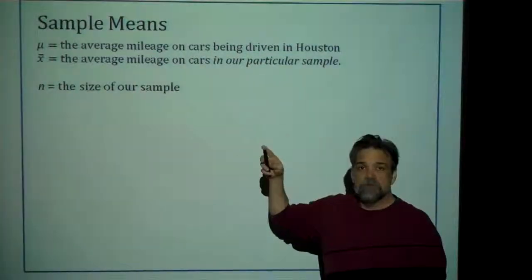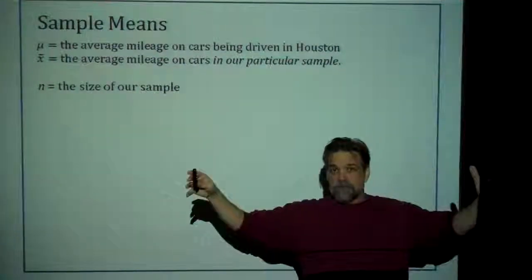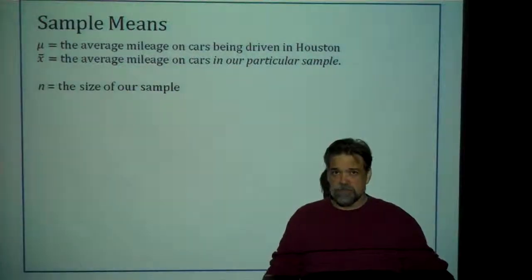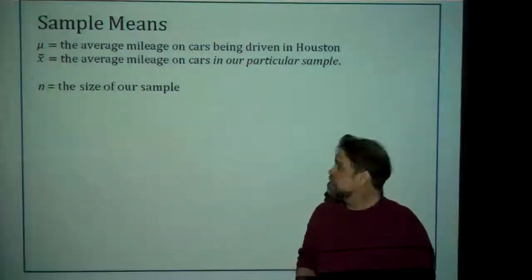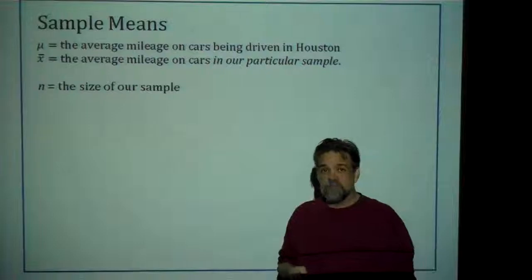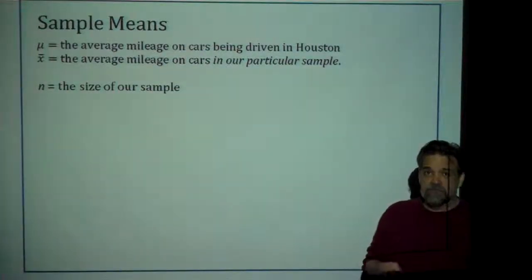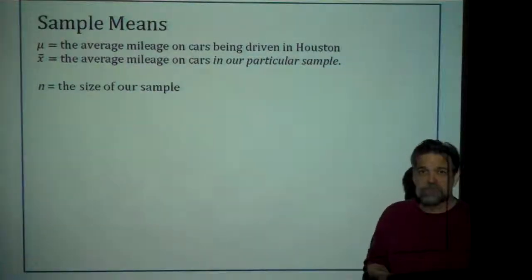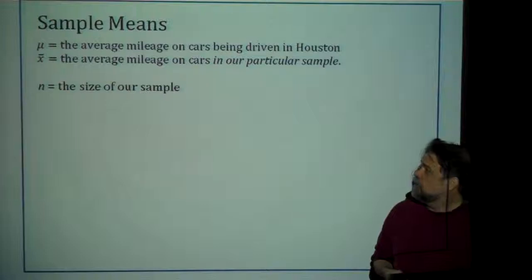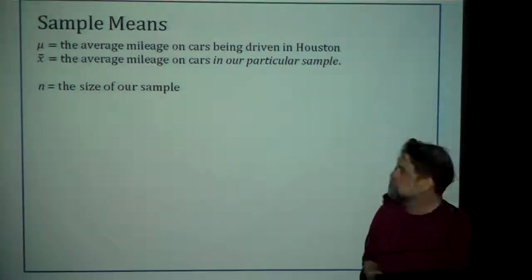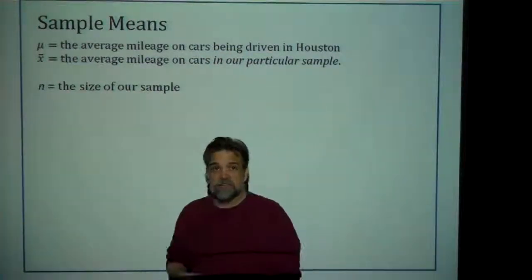So that would be mu, because it's the average of all the cars in Houston, the average mileage of all the cars in Houston. That's mu. That's our population mean. Okay? It's a number. I don't know what it is. It's greater than zero. I'm sure it's less than 200,000. But I don't know what it is. No clue. Okay? But I can take a sample.